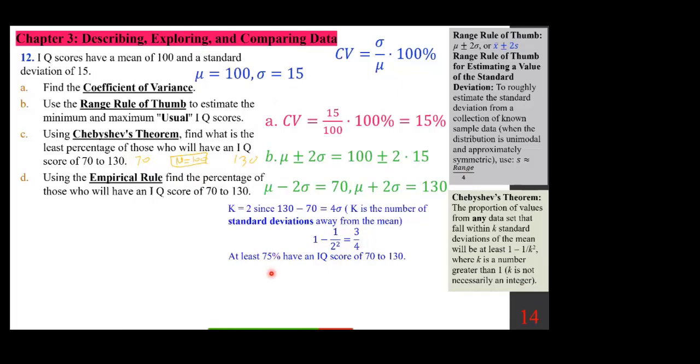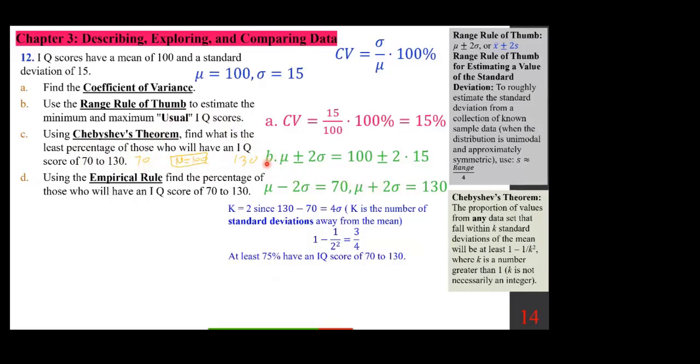Professor? Yes. Where did you get the 4? How did you get to divide by 4? Now you divide by k squared. K is the number of standard deviations away from the mean. So according to Chebychev's theorem, we want to see what percentage is covered between 70 and 130, right? So we have to know the distance, okay? From 70 to 130, it covers 4 standard deviations. We need to know the distance from the mean to 70.